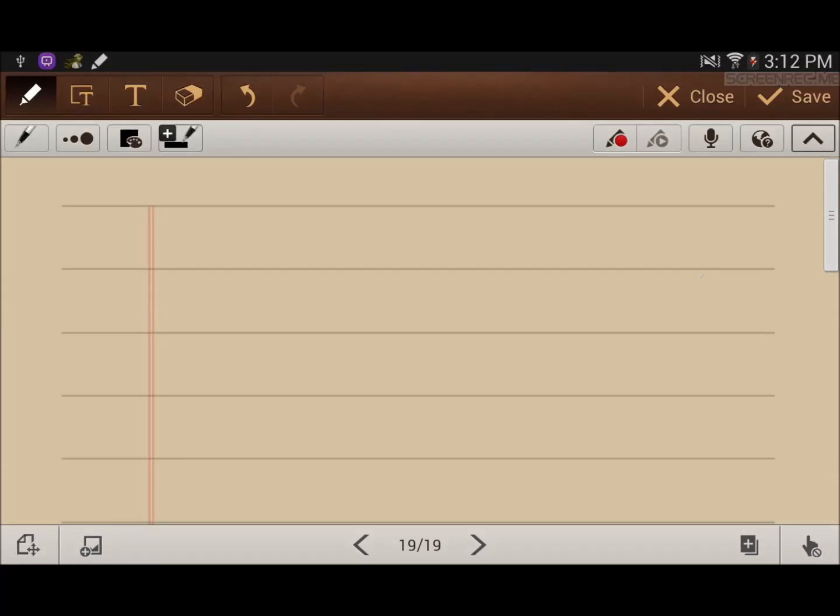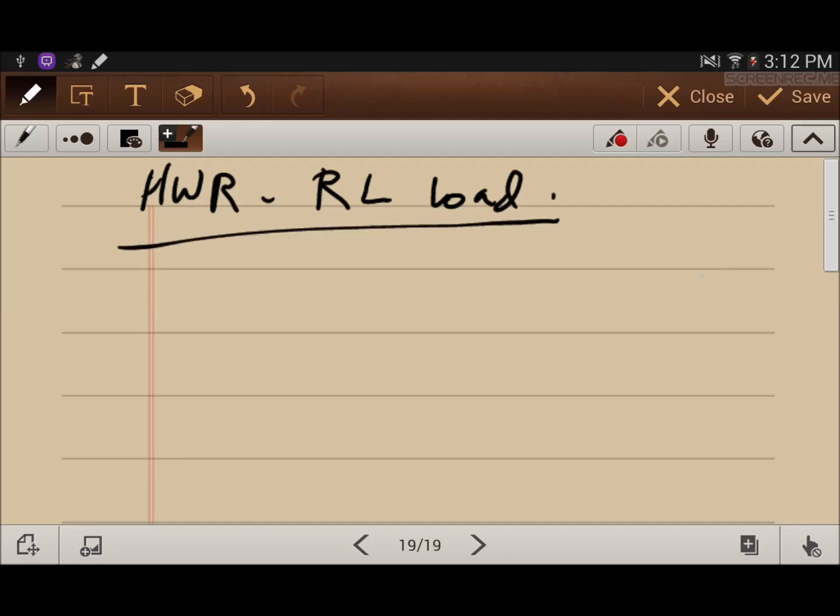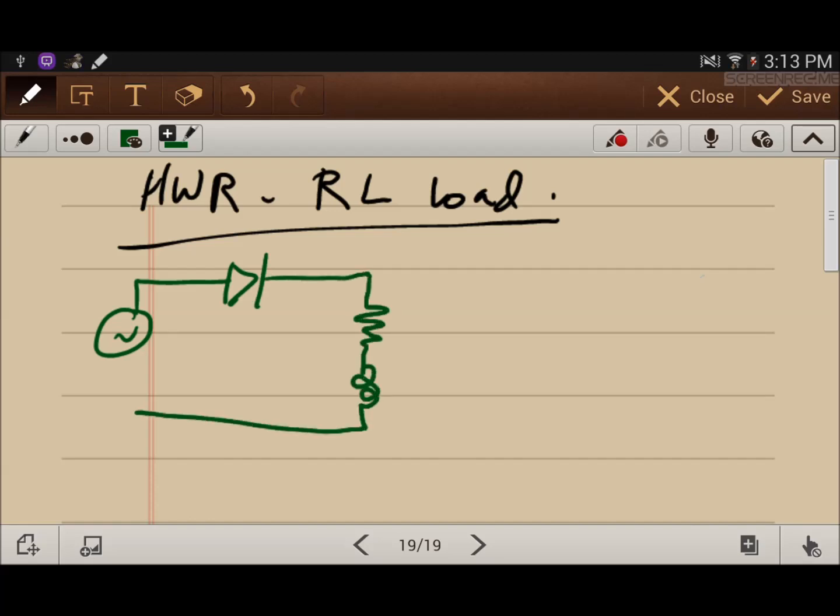Hello everyone, in this lecture I'm going to talk about half-wave rectifiers with RL load. So first of all I will draw the circuit diagram. This is an AC source connected to a diode connected to an RL load, and an RL load can be, for example, an electric motor.